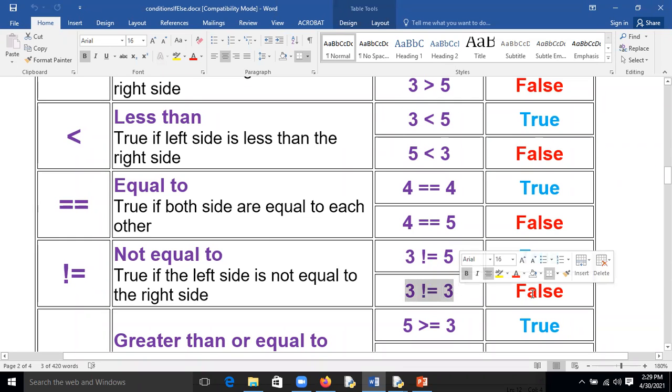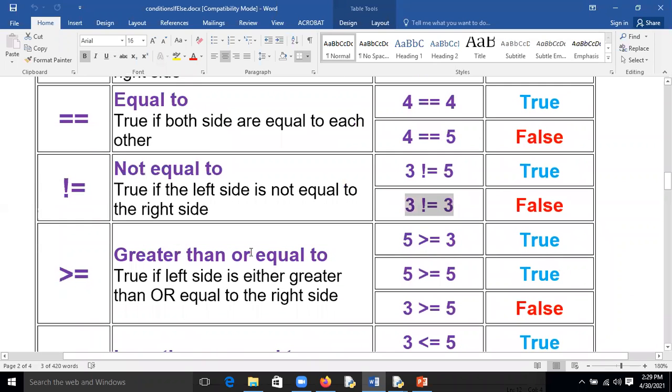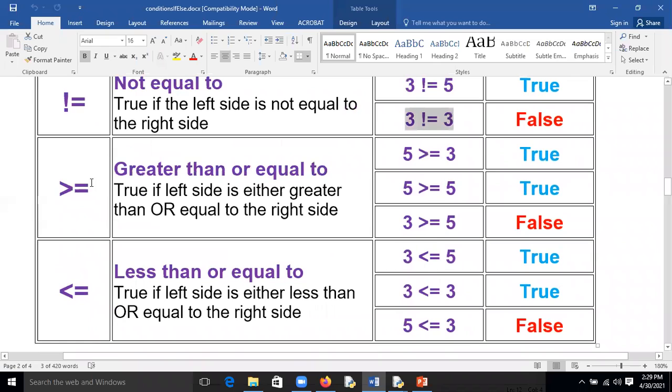That is false. And then obviously we have a combination of greater than or equal to. So if the value on the left is either greater than or equal to the value on the right, then it will return true. If you look at this example, is 5 either greater than or equal to 3?